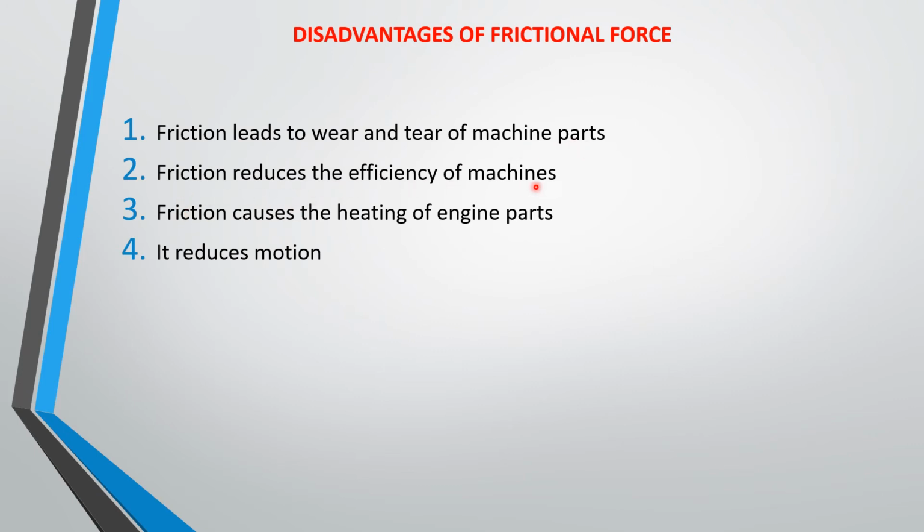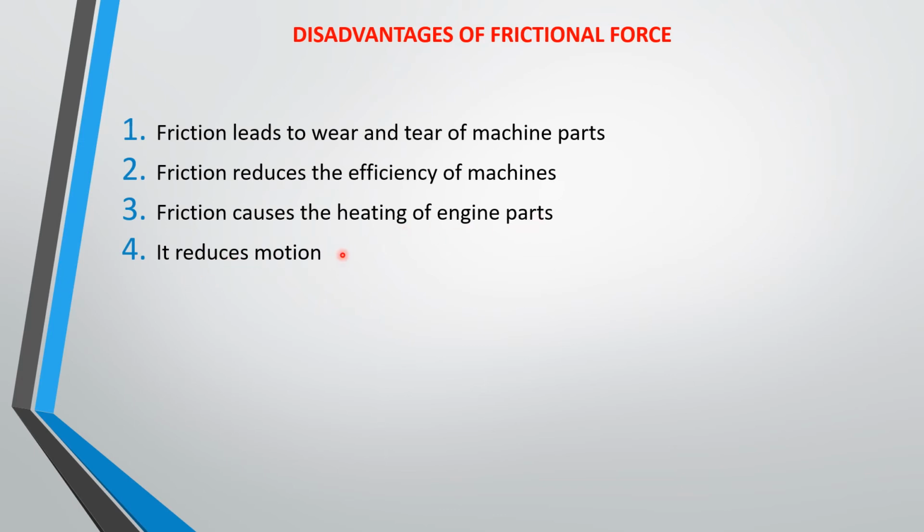Friction reduces the efficiency of machines, right? When the machine is not properly lubricated, the efficiency of the machine is reduced because of frictional force. Friction causes the heating of engine parts. The wear and tear will also lead to an increase in the temperature of engine parts. That is why engine parts need to be lubricated from time to time to reduce friction between the parts, so that the rate of wear and tear will be reduced. The rate of heating of the engine parts will also be reduced.